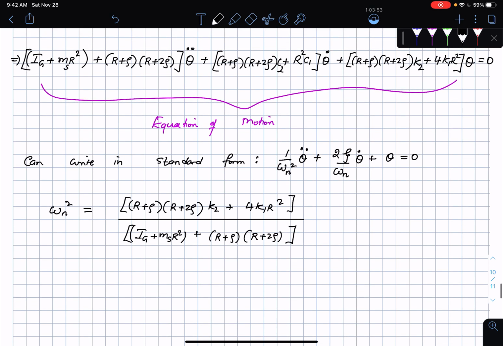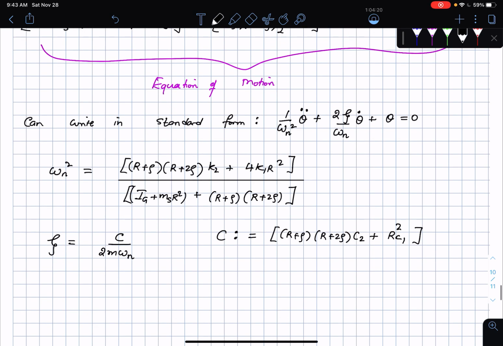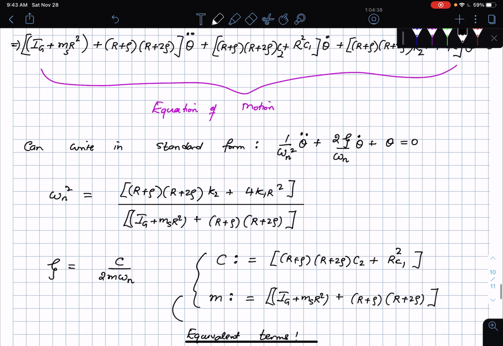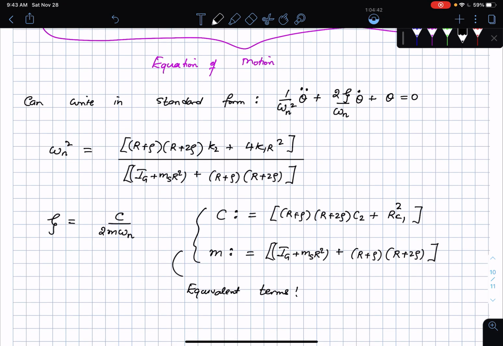Likewise, you can also write zeta as the following. So zeta is c by 2 m omega n, where c is equivalent to the following term. This is the equivalence sign: r plus rho, r plus 2 rho times c2, and then r² c1. And then mass m is equivalent to this bottom term that you have here. Copy that and paste that here. So these are the equivalent terms. And this is the fundamental idea here. How do I write these important terms that are system properties, the natural frequency and the damping ratio?